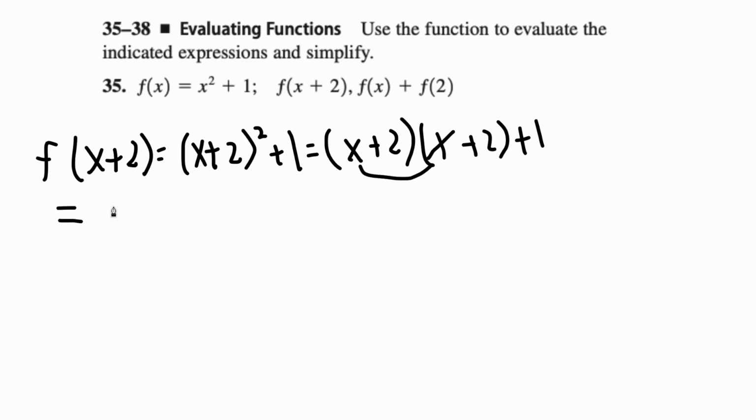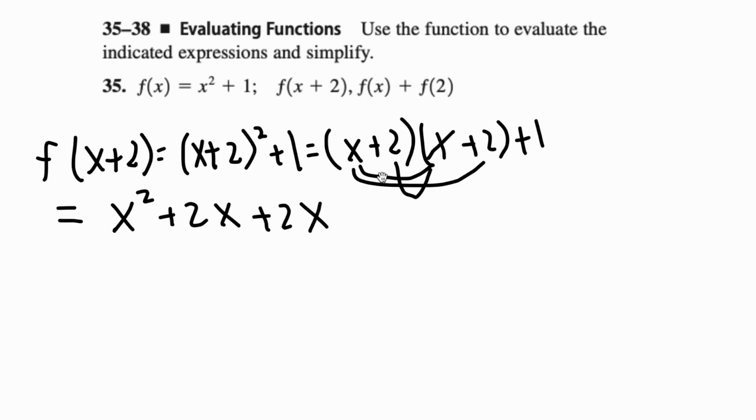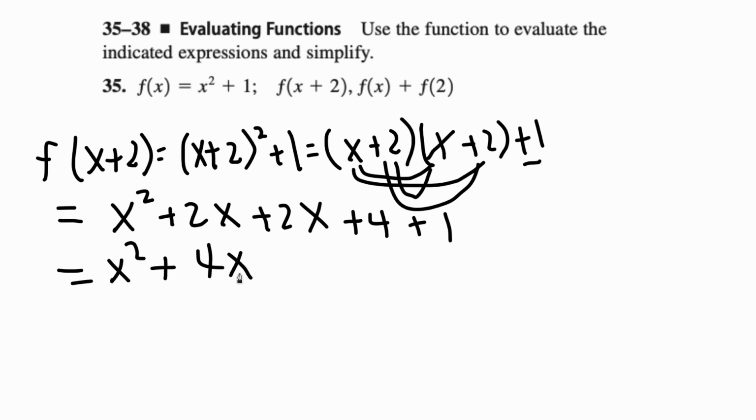x times x would become x squared. x times 2 would become 2x, plus, again, 2 times x, so 2x, and 2 times 2 is 4. And then, obviously, plus 1. So this would simplify into x squared plus 4x plus 5. Now, let's move on to f(x) plus f(2).